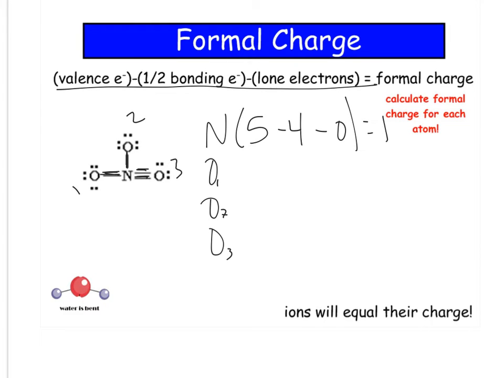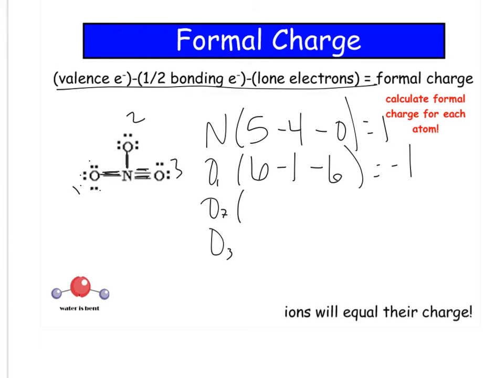And really, for a structure to be correct, you want everyone to have close to 0, a 0 formal charge as possible. So 1's okay. So let's do oxygen. Oxygen normally has 6 valence electrons. We want to do half of the bonding electrons, so minus 1, minus the lone electrons. 1, 2, 3, 4, 5, 6. Minus 6. So that is negative 1. Okay, that's okay for oxygen. It's a very electronegative atom, so a -1 charge is okay.